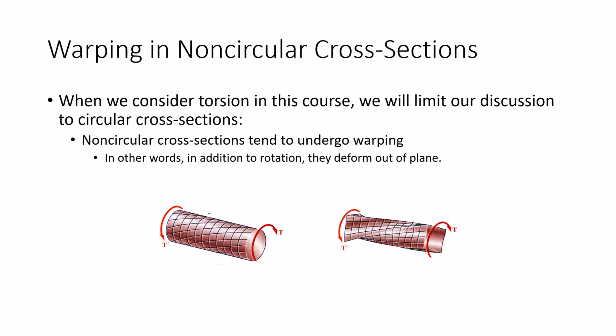I'm going to say something right now, and then I'm going to explain it later. For this course, for every problem dealing with torsion, the cross-section will be circular. Every problem. Now, your question might be, why? Well, there's a couple reasons.